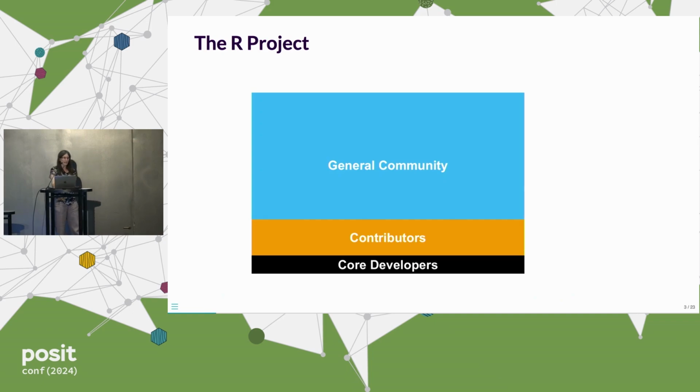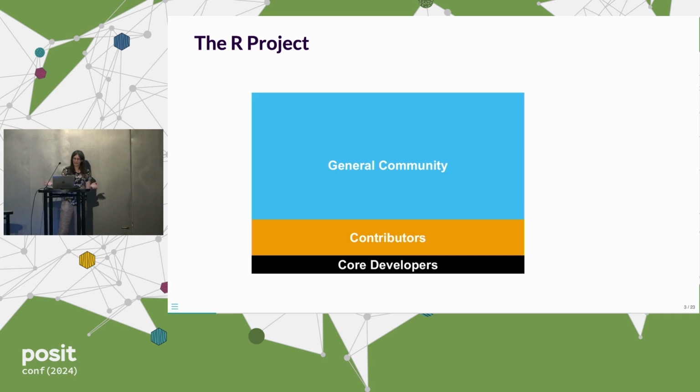So if we think about the R project, we have a small team of core developers that maintain the code base that is distributed as R. So this is about 20 people, and only one of them is working full-time on R development. Most are squeezing this into or alongside their regular jobs as academics or data scientists. Beyond that, we have a slightly larger group of external contributors that also contribute to the code base, but on a more ad hoc basis.